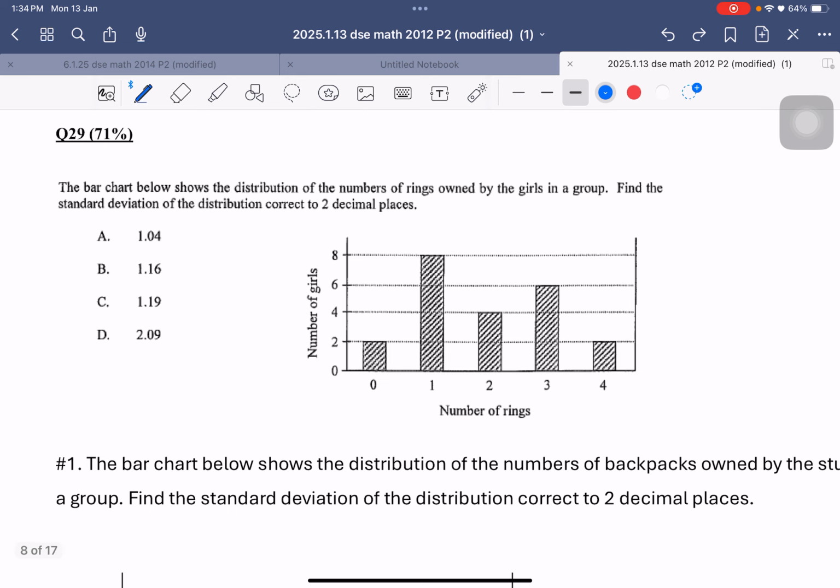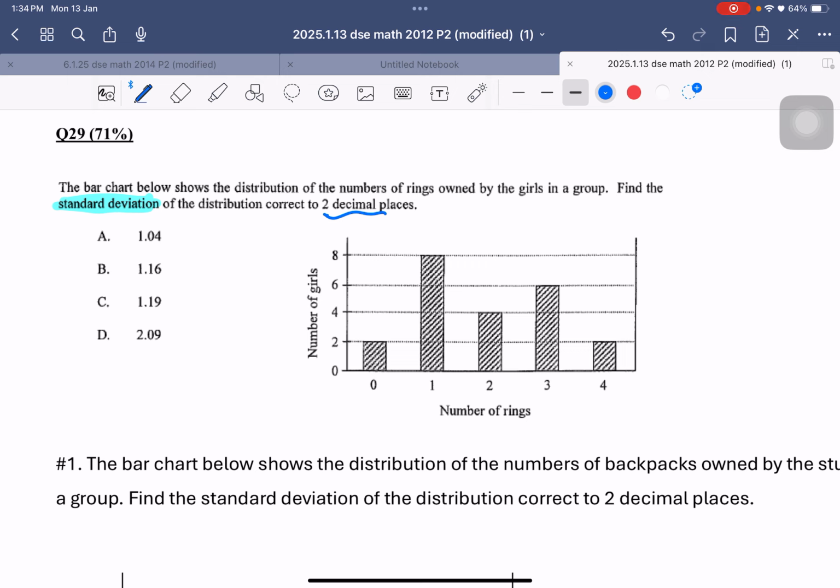Okay? So the bar chart below shows the distribution of the number of rings owned by the girls in a group. So find the what? Highlight the thing you need to find. What we need to find? Standard deviation, not the variance. It's the standard deviation, isn't it? And corrected to 2 decimal places.